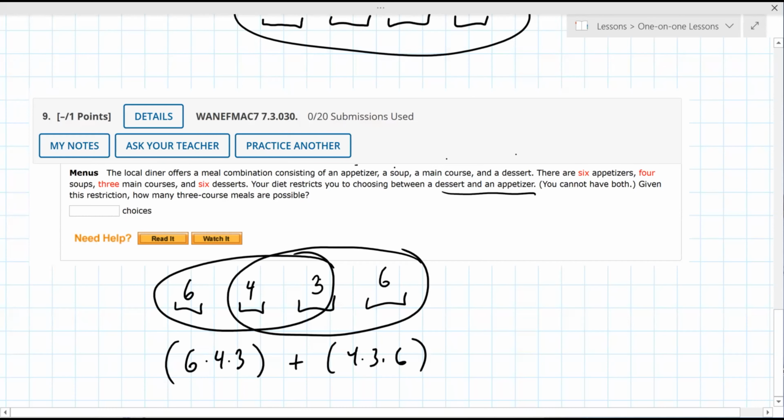Is it the same numbers? It is. It just happens to be the same numbers, because that's a 6 and that's a 6, but that may not always be the case. So that's 72 plus 72, so that's 144. Hopefully that is what it's asking for here.